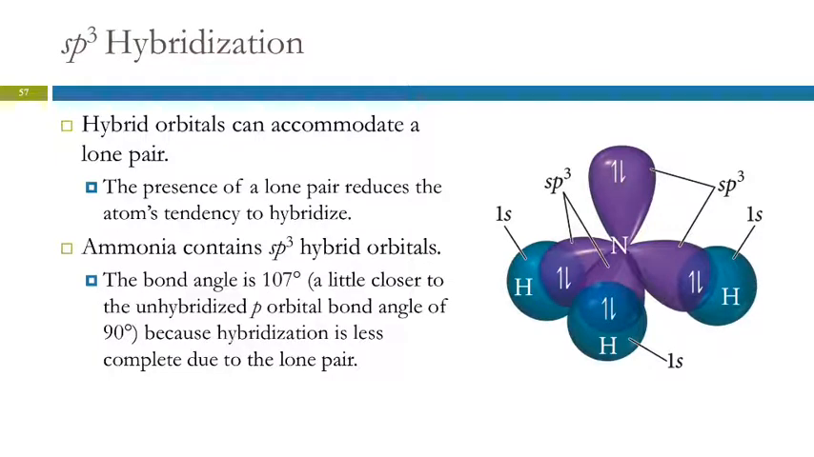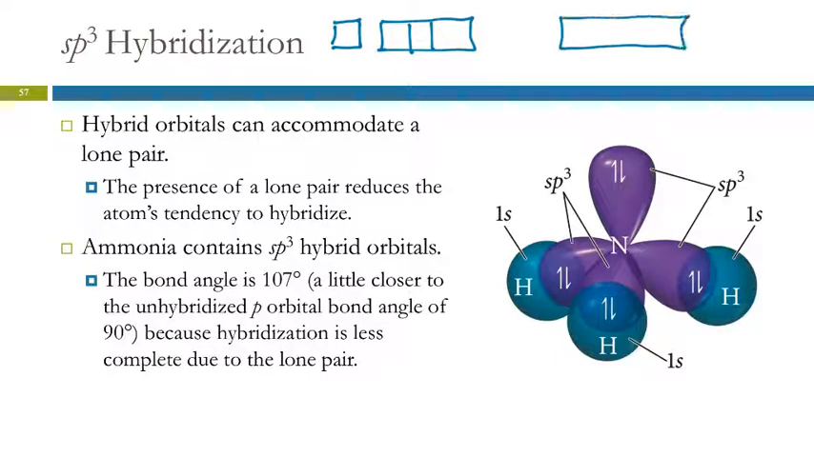We can have lone pairs in hybrid orbitals. So here we've got nitrogen, and just for grins, let's look at nitrogen's atomic orbitals and the hybrid orbitals. So here we've got s and p, and all 4 of those together now is sp3.